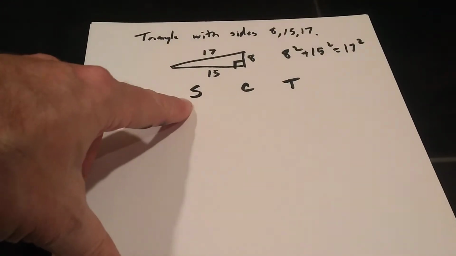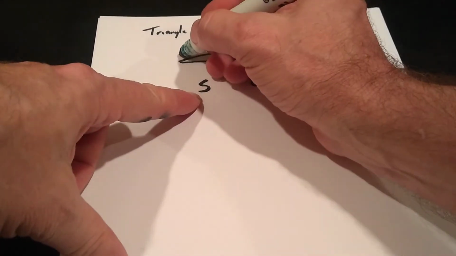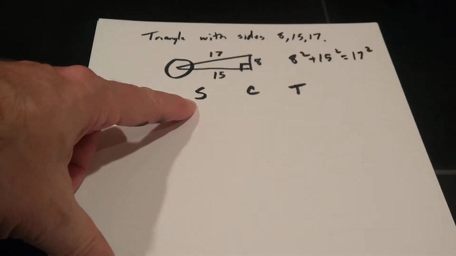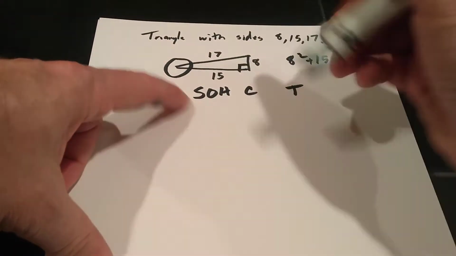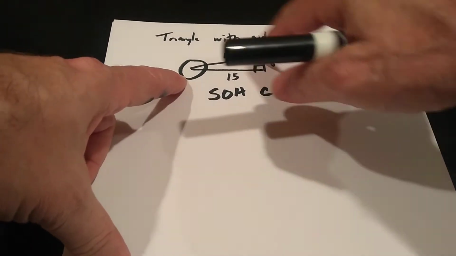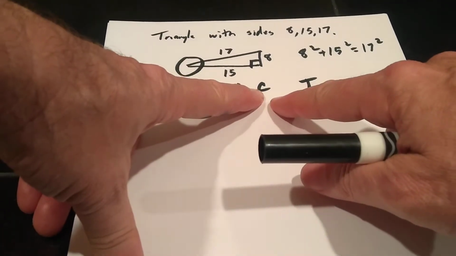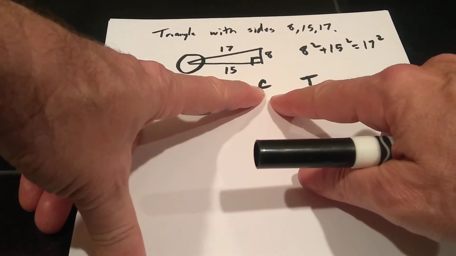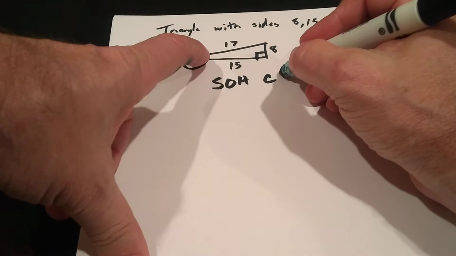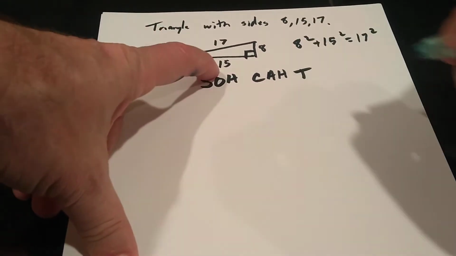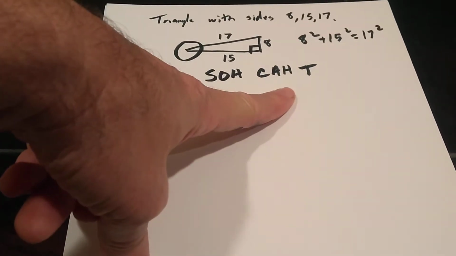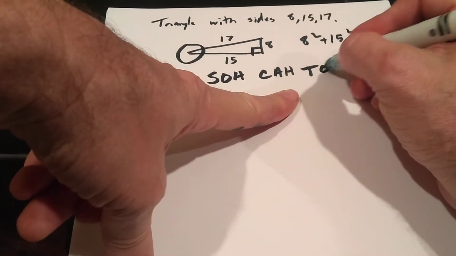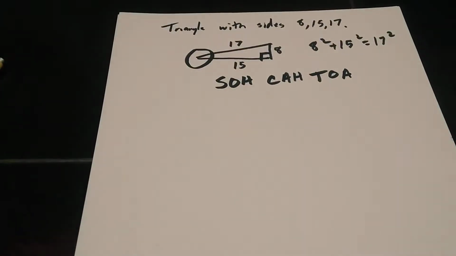So sine is, if I'm looking at this angle right here, which two sides are we talking about? That's right, opposite over hypotenuse. So in this case, it would be the 8 over the 17. If we're looking at cosine, which two sides? That's right, it would be adjacent over hypotenuse. So 15 divided by 17. And then tangent, which two sides? That's right, it would be opposite over adjacent. So 8 over 15.